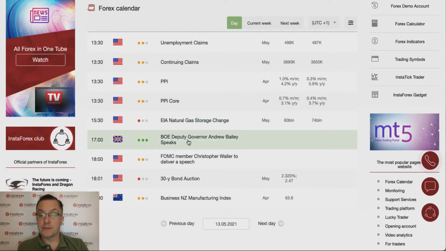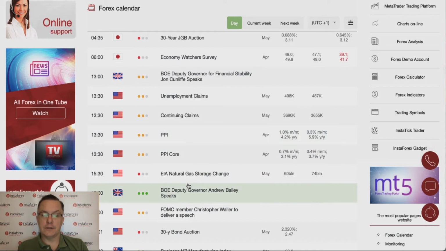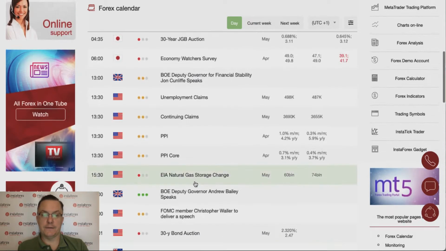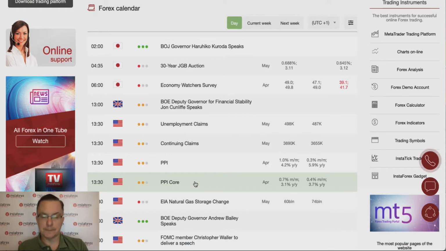We have another speech from a Bank of England official. Deputy Governor Andrew Bailey will give a speech at 5 o'clock. Another speech today: FOMC member Christopher Waller will give a speech at 6 o'clock, and that's about it for Thursday, 13th of May 2021.